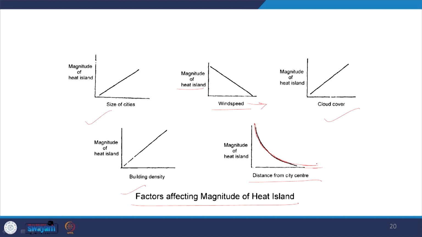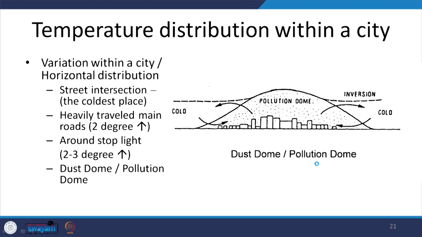So, we know which factor to consider more and which factor will be affecting more. Another is temperature distribution within the city. People have conducted a lot of studies across the world and they have identified that the intersections of the streets are the coldest spots within the city.